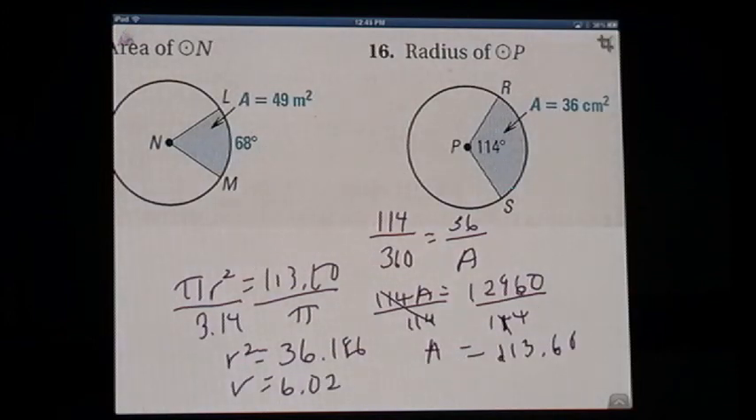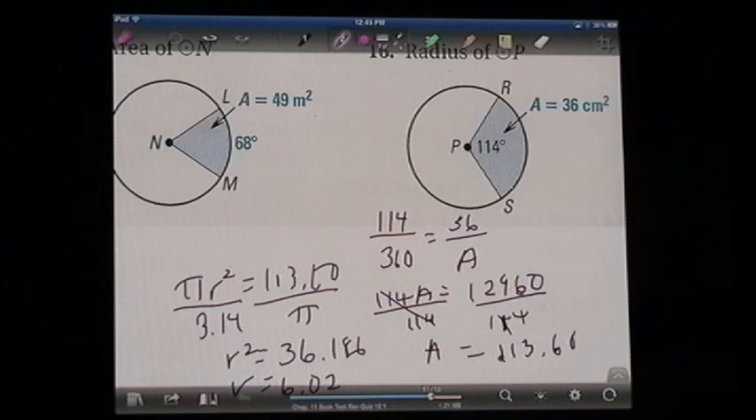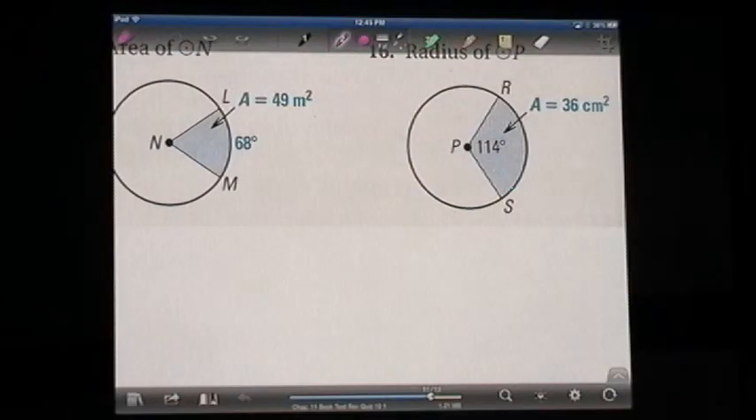Okay. Remember, you can always roll this back and look at it again. I say that because I talk awfully fast sometimes.